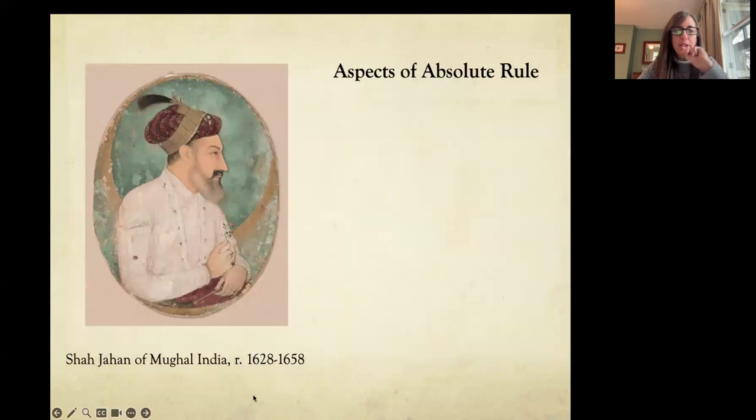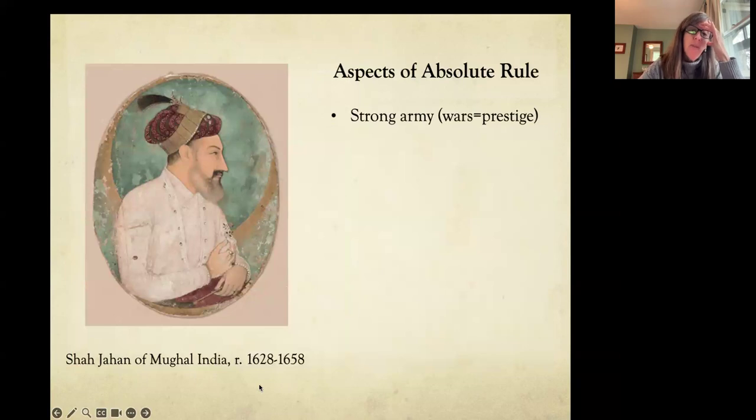So we can sum up. Here's just an image of one of the Mughal emperors. So let's sum up what the aspects of absolute rule are. I saw a question in the chat: how is it different than democracy?